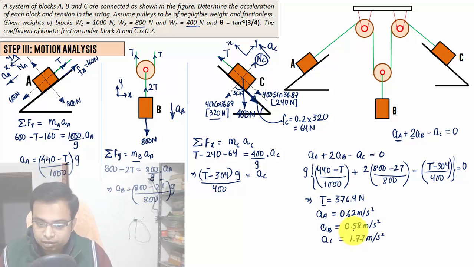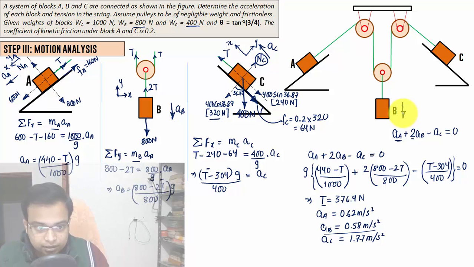Now you can clearly see that the value of AB that we've got is positive. That means the direction that we chose, this way, downward, was absolutely correct.